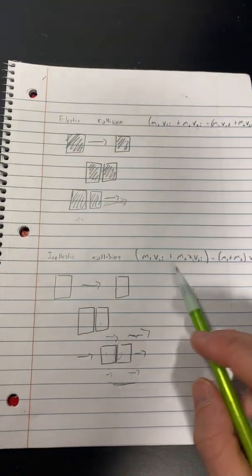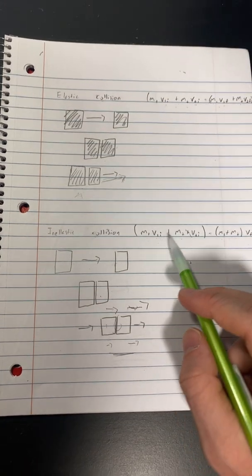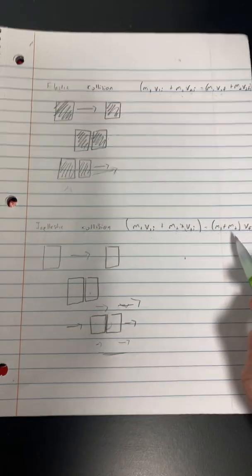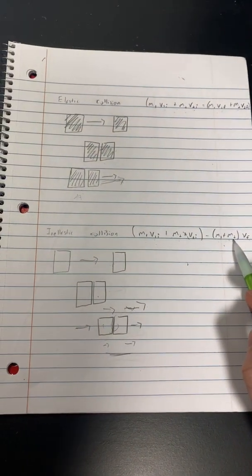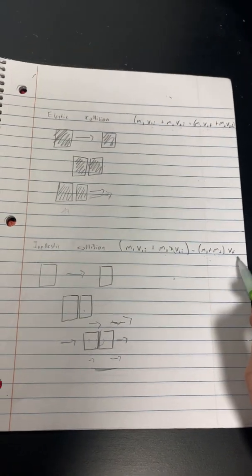And the equation for an inelastic collision is the mass of object 1 times the initial velocity of object 1 plus the mass of object 2 times the initial velocity of object 2, and that equates to the mass of object 1 plus the mass of object 2, all multiplied by the final velocity of both objects as a whole.